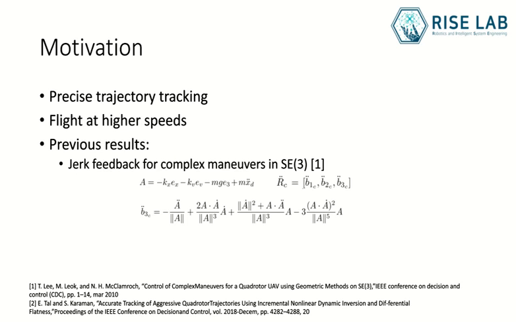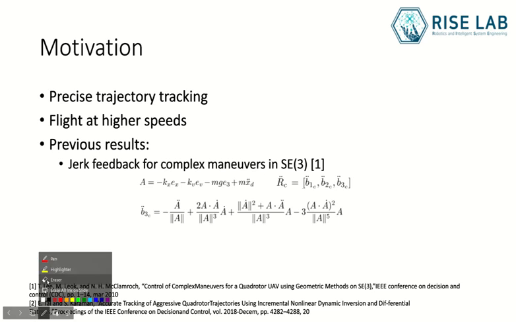The motivation for doing this research is precise trajectory tracking. Currently, controllers are able to track complex trajectories with position tracking errors below 10 centimeters. However, when flying at higher speeds and as the speed increases, the control problem becomes much harder. The aerodynamic effects are more important and cannot be ignored. Previous results on jerk show that jerk feedback is actually important for tracking complex maneuvers.